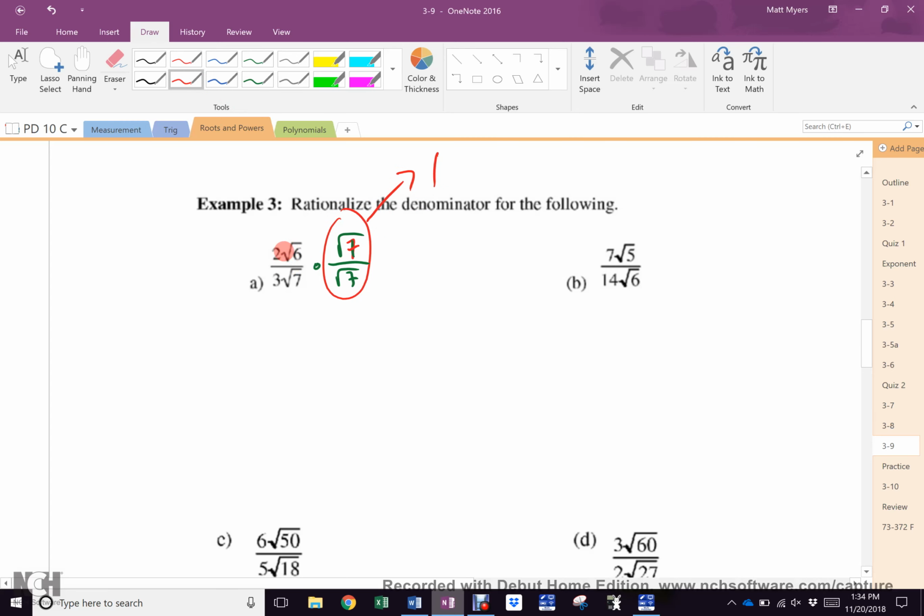What is 2 root 6 times root 7? 2 root 42 over, what's 3 times 1? 3. And what's 7 times root 7 times root 7? It's the root of 49, which is 7. What is 3 times 7? 21. And now I'm done. Does everybody understand?